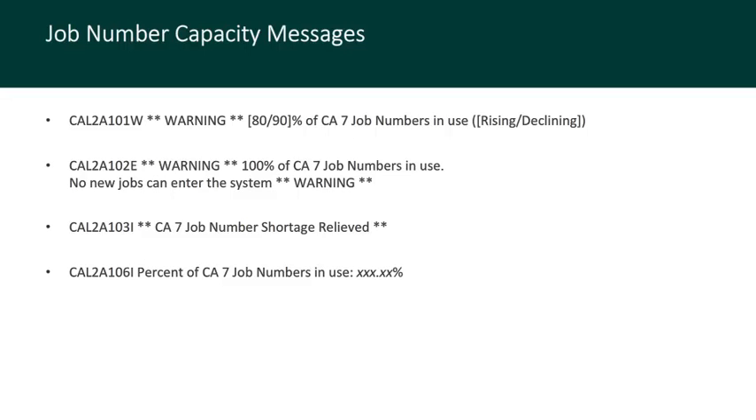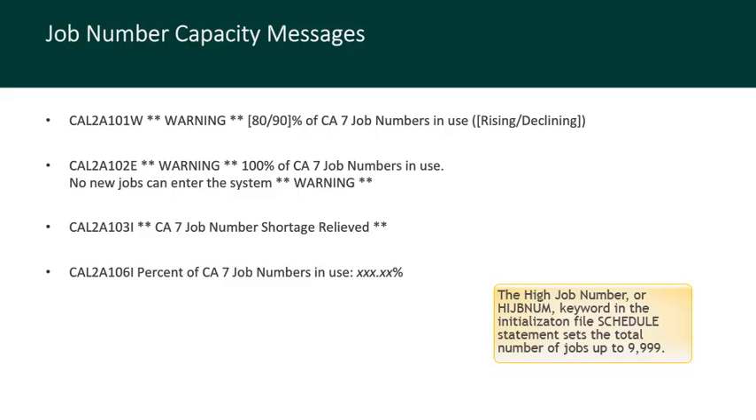We recommend that you use your installation's automation package for these messages and take an appropriate action when you receive them to eliminate the possibility of running out of job numbers. As job numbers are released, the WTOs are also updated as the percentage decrements until it reaches 70%. At 70%, a general WTO is issued. During an initialization, an informational WTO displays the current percentage of job numbers in use. Remember that the HIJBNUM keyword in the initialization file's SCHEDULE statement determines the total number of available jobs up to 9,999.